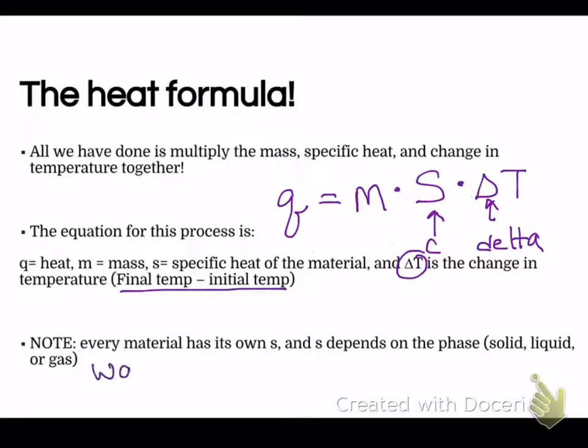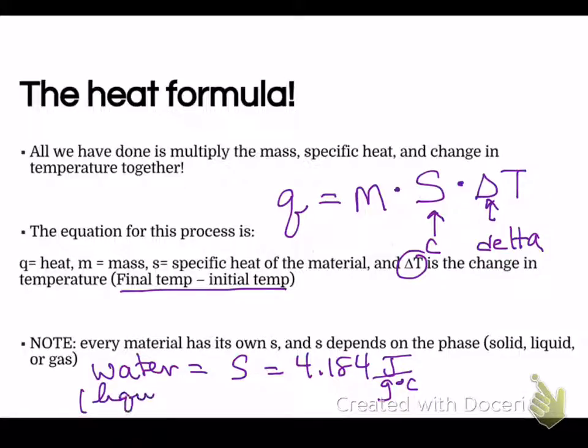Okay, so this S variable here is constant for each type of material. So, for example, water always has an S of 4.184 joules per gram degree C. Other things have different heat capacities. Even ice has a different heat capacity. It's around 2 joules per gram degree C, which is much lower. So ice doesn't absorb heat as well as liquid water does.